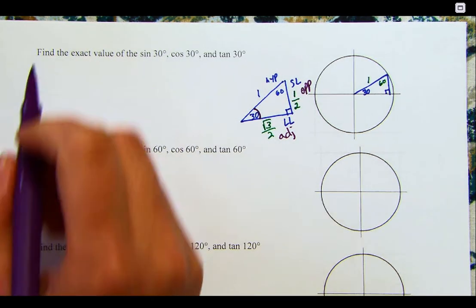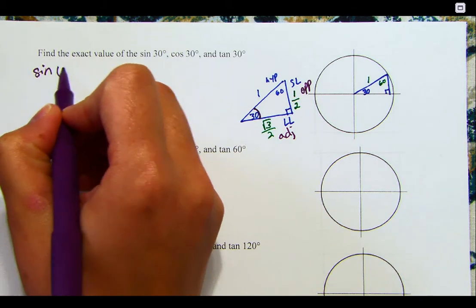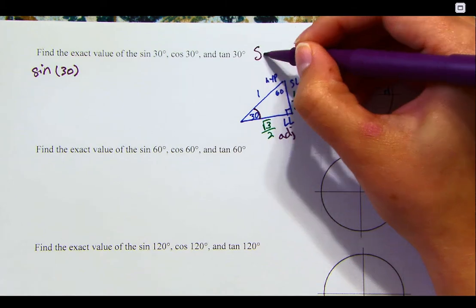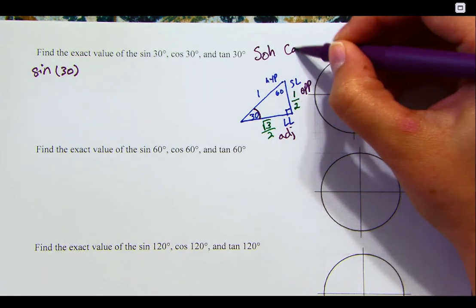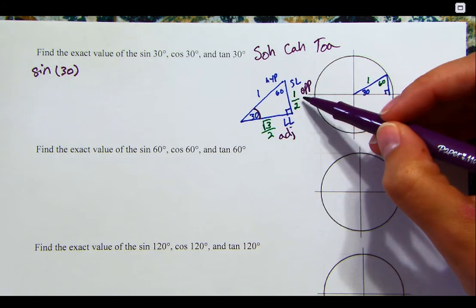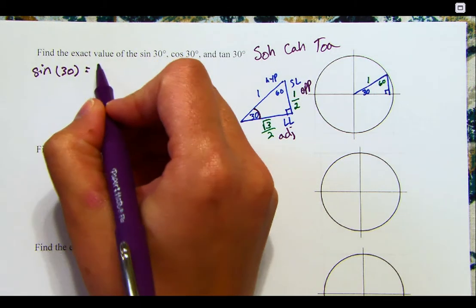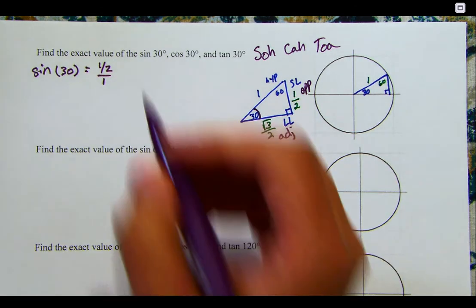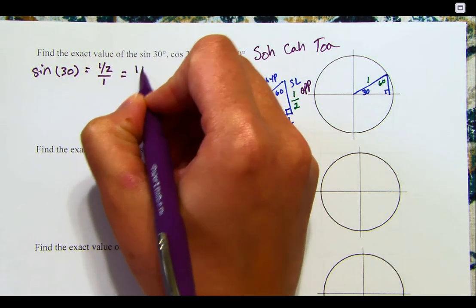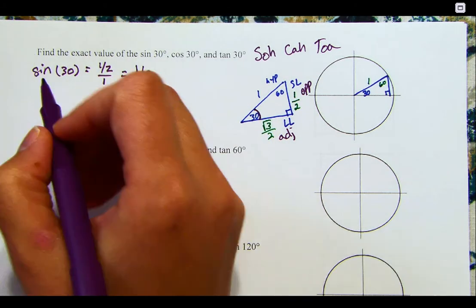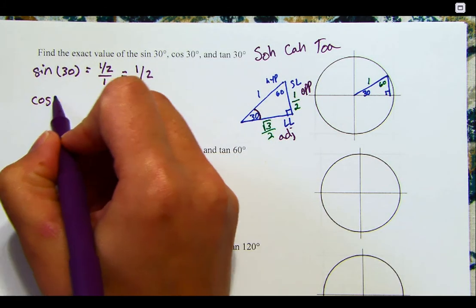So if we start with the sine of 30, writing SOHCAHTOA off to the side can be helpful. Opposite over the hypotenuse: opposite is going to be 1/2, divided by the hypotenuse, which is 1. So 1/2 divided by 1 is still going to be 1/2. And we want to leave our answers in fractions, no decimals.